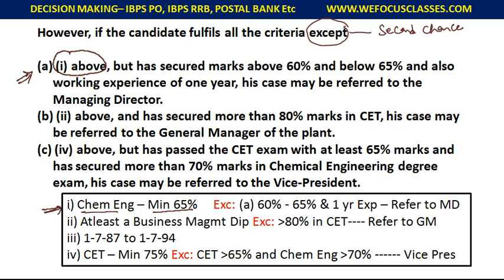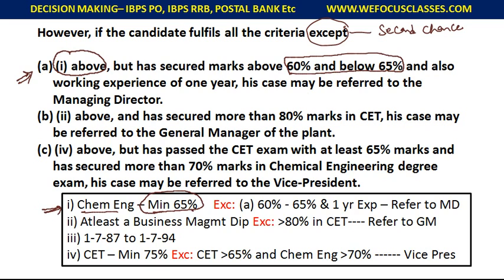What is the exception? Now we will read. But has secured marks above 60% and below 65%. Friends, be careful at this point. The exception is given only for the marks, friends. It means he must be a chemical engineering graduate. There is no exception for chemical engineering, but the exception is for marks.